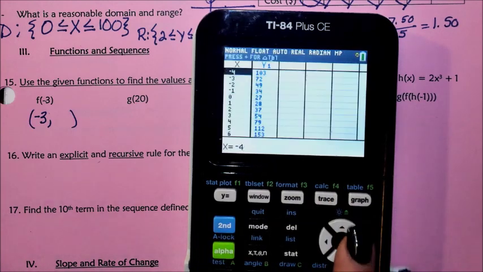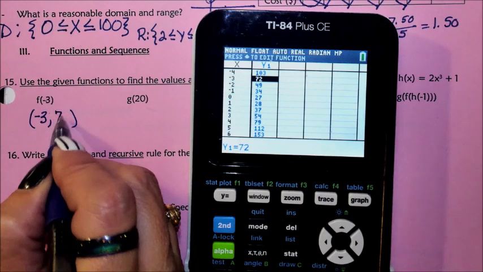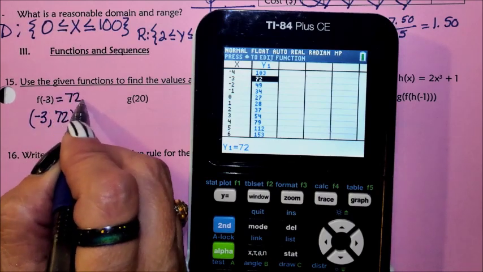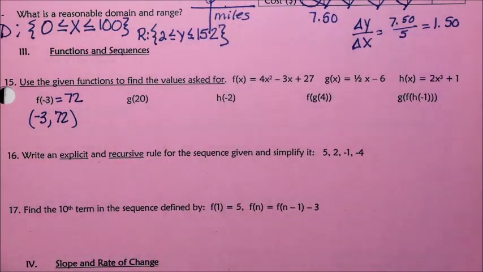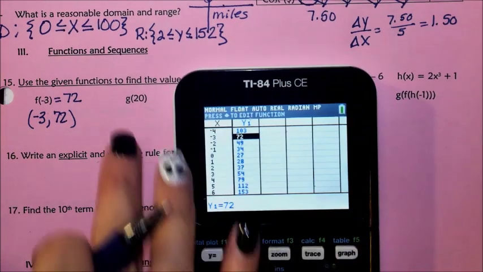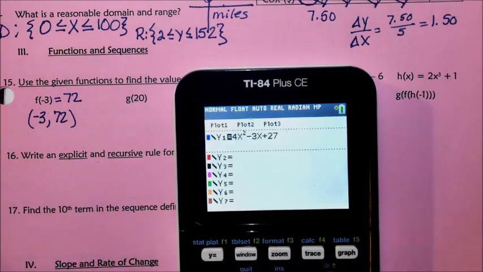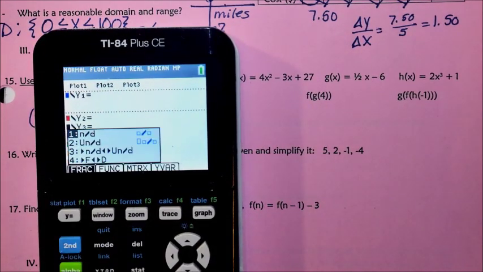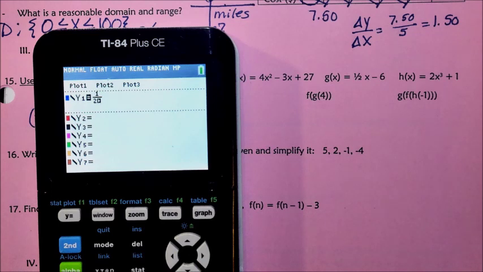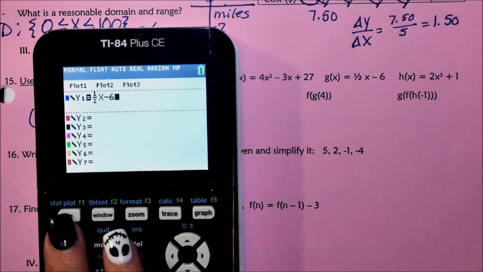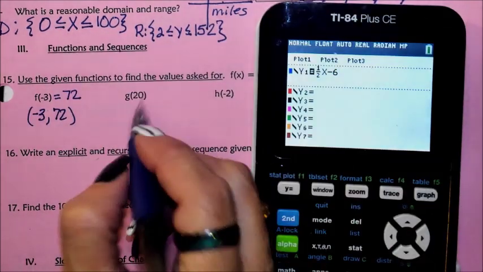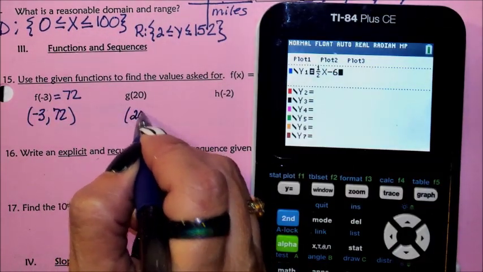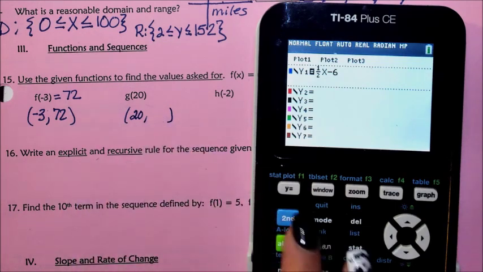So second table, I just need to go to negative 3. What do I see? 72. So f of negative 3 is 72. Do I have any more f's? Oh, no, I don't. All right, g of 20. So I'm going to go to y equals. I'm going to clear that out. And I'm going to go to g, which is alpha y equals, it's 1/2 x minus 6. And I need to know when x is 20, what do you get?